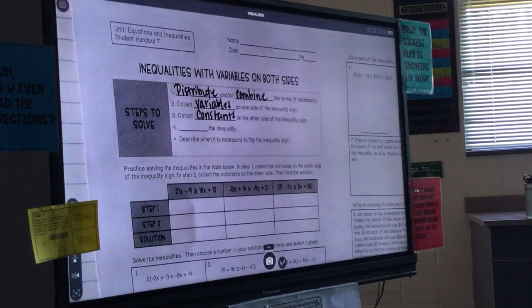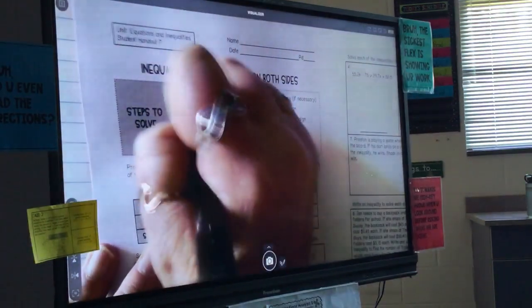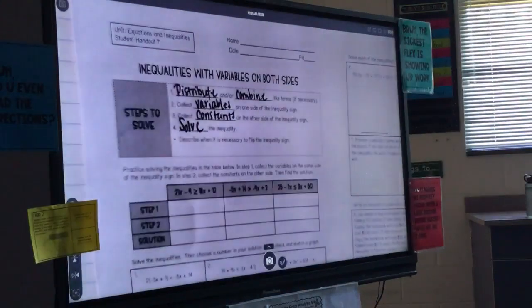So I want you guys to keep this in mind. You just solved this. You can do anything. Keep that in mind. You can do it. All right. Then you're going to solve the inequality.